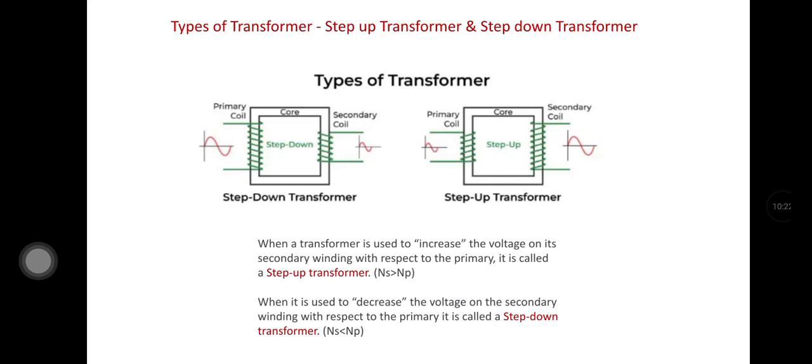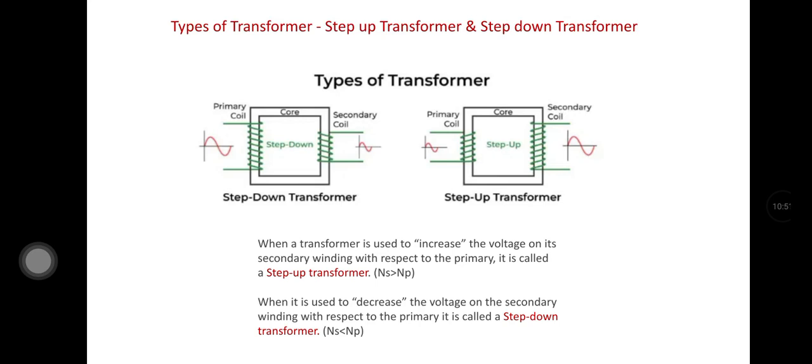So the types of transformer: just now we read about the step up transformer and step down transformer. Just compare both the windings here. If you see the step down transformer, the primary winding's number of turns is more than the secondary coil's turns, and in the step up transformer, the primary winding's turns are fewer than the secondary winding's turns.